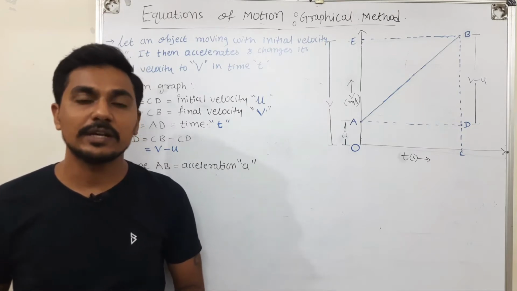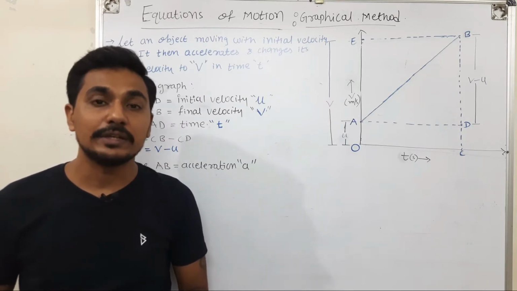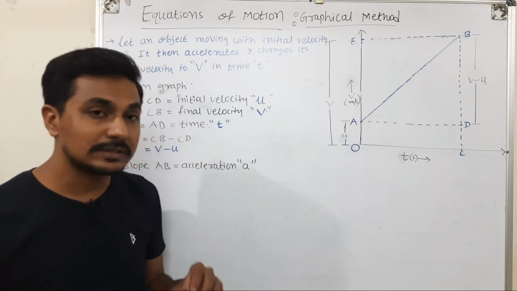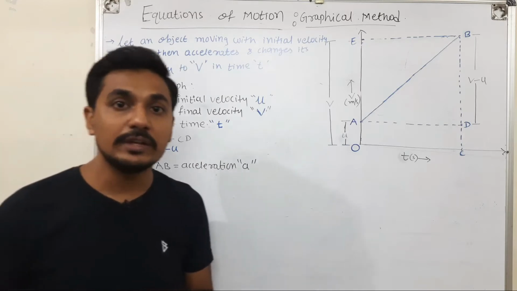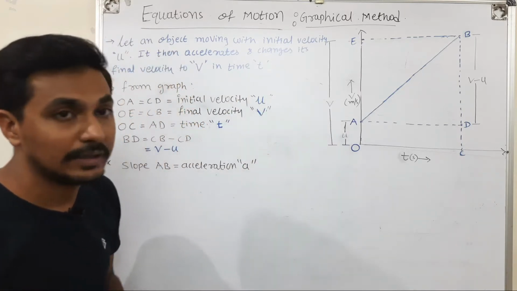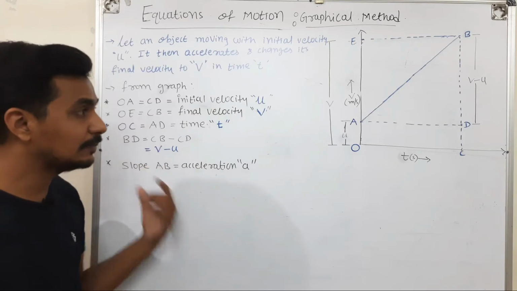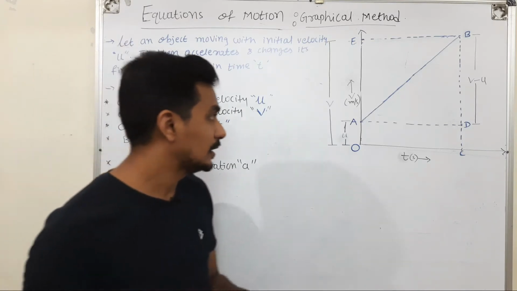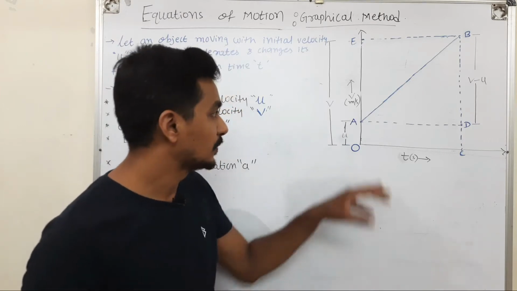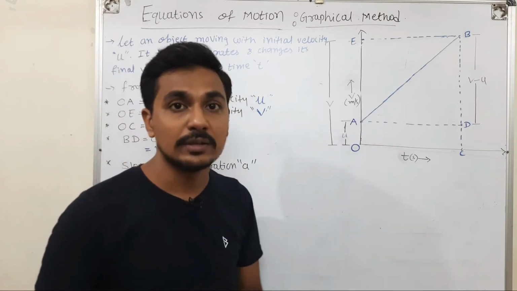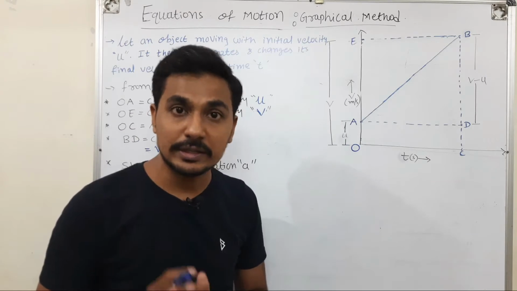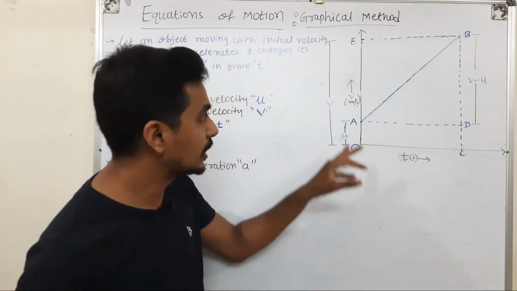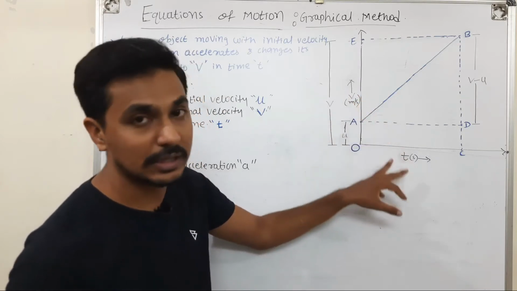In this lecture, we are going to derive the equations of motion using the graphical method. To derive these three equations of motion, we need some data, and this data will help you derive all three equations. Initially, we have an object moving with some initial velocity. It is not at rest, it is already moving, and for that object we are plotting a velocity-time graph.